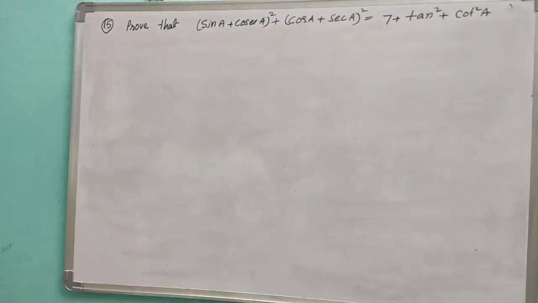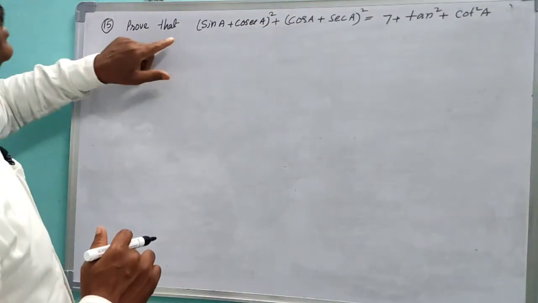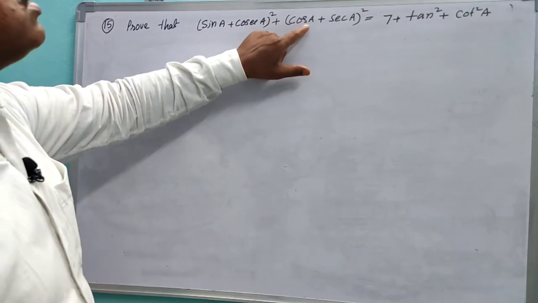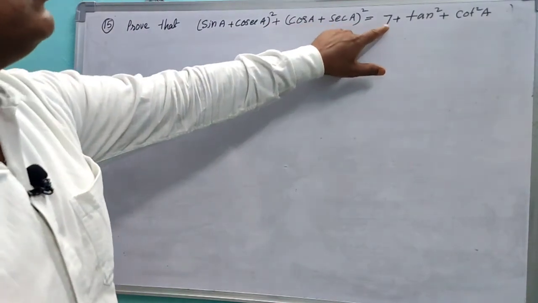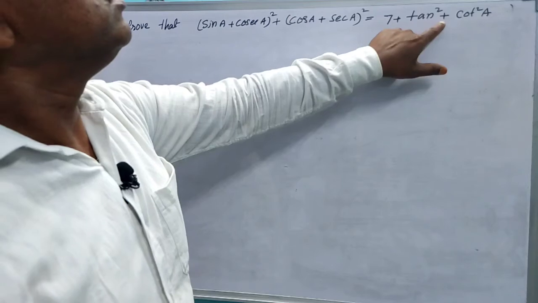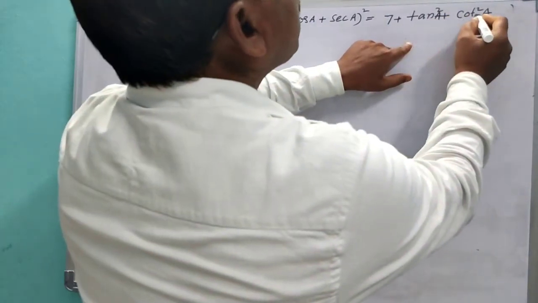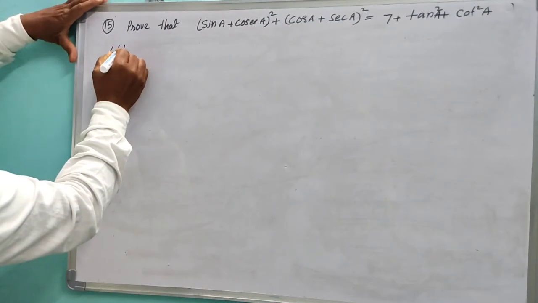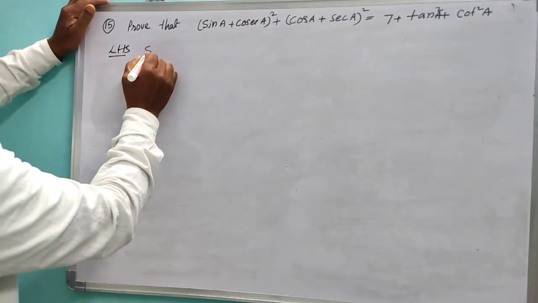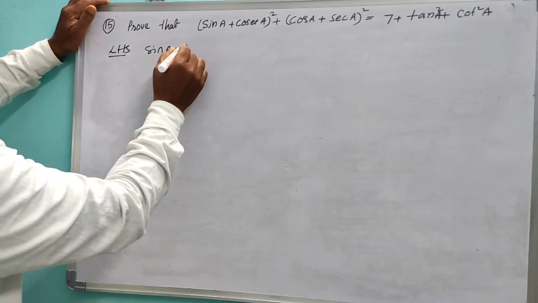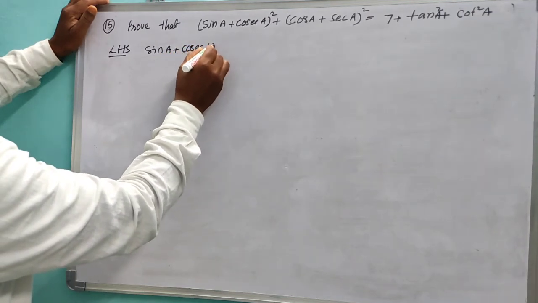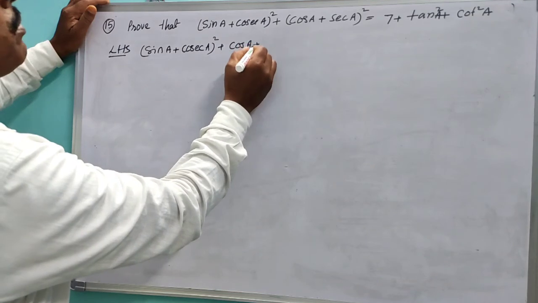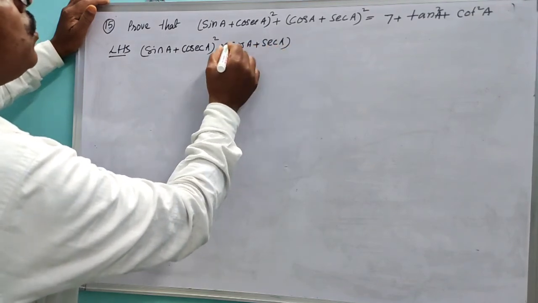So the 15th problem: prove that sin a plus cosec a whole square plus cos a plus sec a whole square is equal to 7 plus tan square a plus cot square a. That we have to show. So take the LHS. What is the LHS? Sin a plus cosec a whole square plus cos a plus sec a whole square.